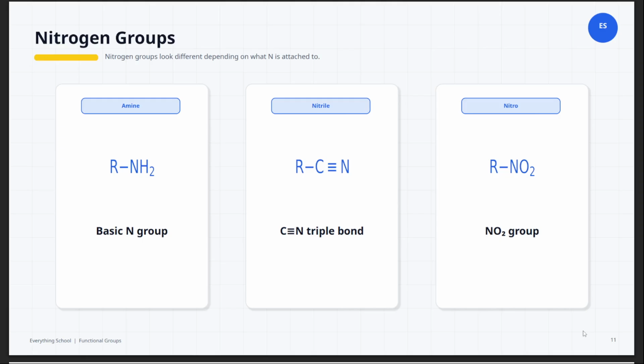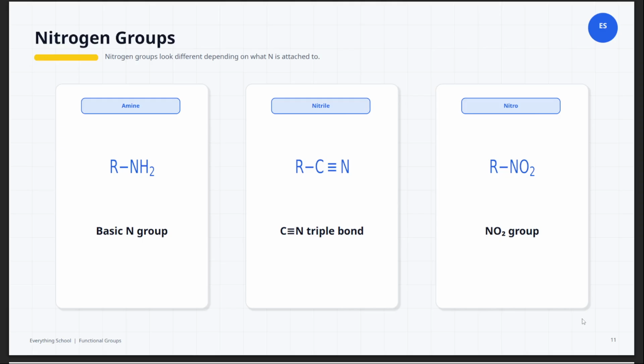Nitrogen groups depend on what nitrogen is attached to. An amine, pronounced amine, has nitrogen bonded to carbon and hydrogen groups without a carbonyl directly attached. Amines often behave as bases or nucleophiles in beginner organic chemistry. A nitrile, pronounced nitrile, has carbon triple bonded to nitrogen. That triple bond is the main clue.